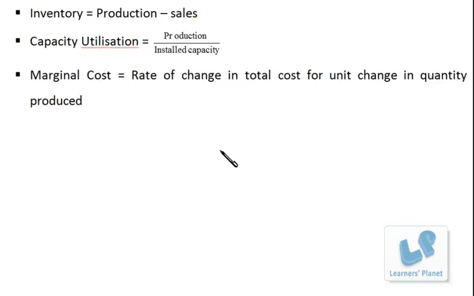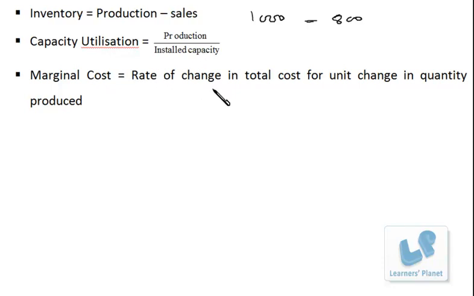Next is inventory, which is production minus sales. So generally what happens, whatever the production is being done in a company, everything is not sold out, right? So production minus sales is called inventory. Suppose the company has manufactured 1000 shirts, but they have sold only maybe 800 shirts, then their inventory is actually 200. That means they are still having 200 shirts with them, right? Now capacity utilization is production over installed capacity, right?